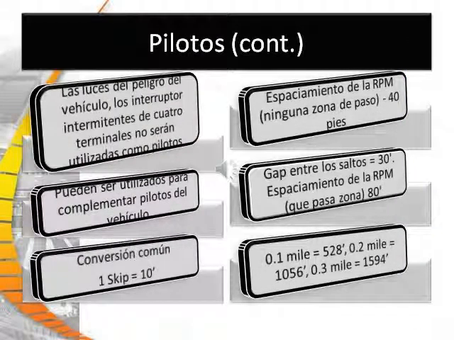Vehicle hazard lights, four-way flashers, shall not be used as warning lights. They can be used as supplement vehicle warning lights. RPM spacing or equals 40 feet. The gaps between skips are 30 feet. A passing zone must be 80 feet.